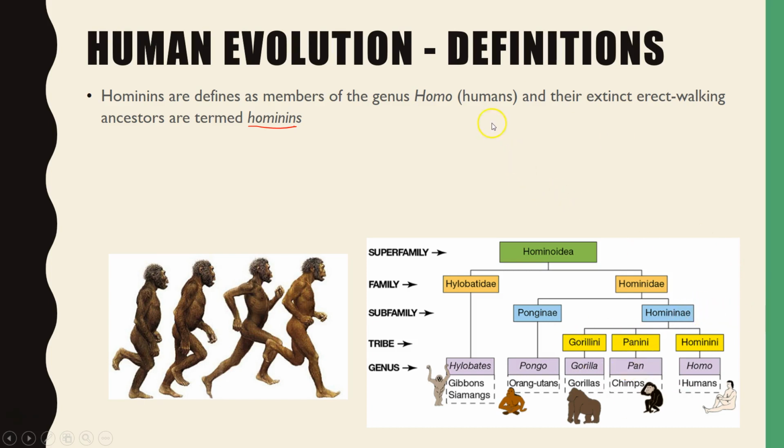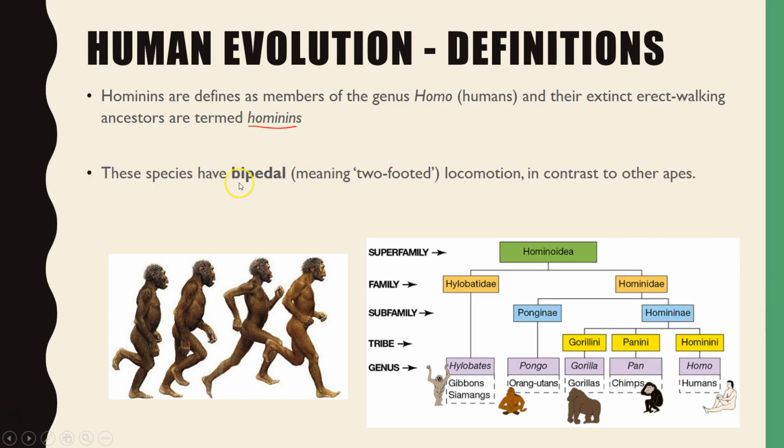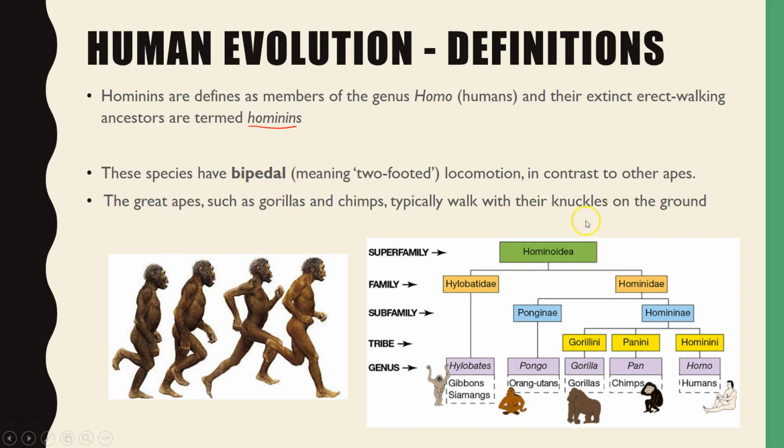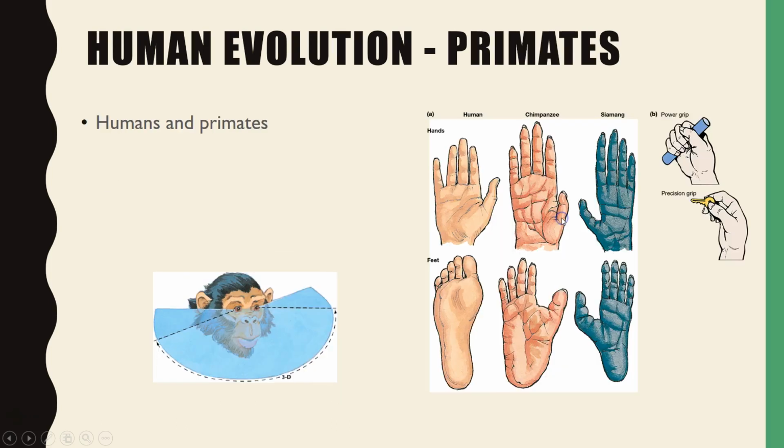is the larger group. Hominins are able to walk on 2 feet, so they are known as bipedal, whereas apes and such walk with their knuckles on the ground, so they can't walk unsupported, and therefore they are not bipedal. Now, the characteristics that humans and primates share between them.